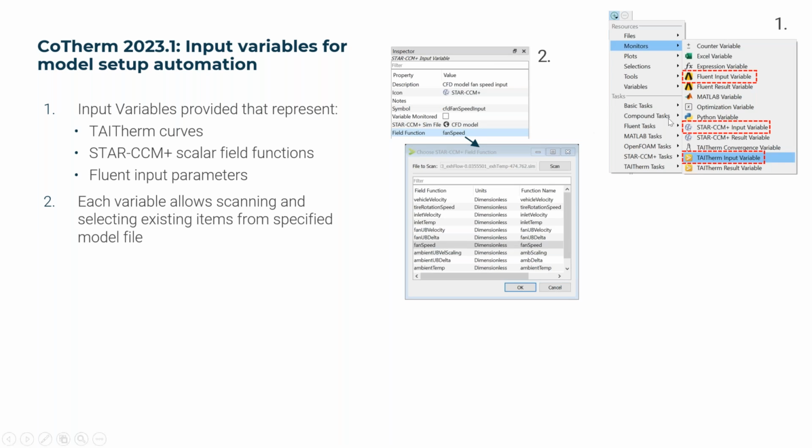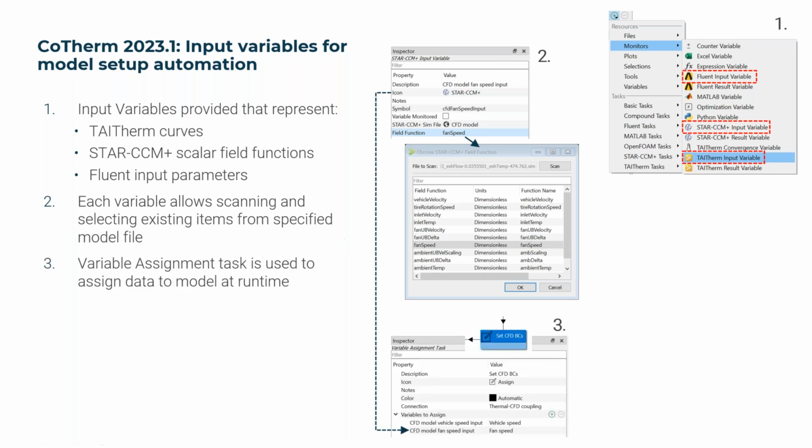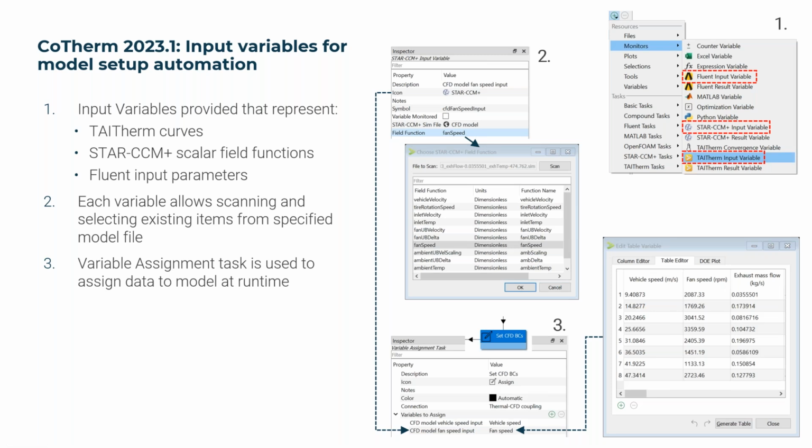With all 3 of those, once you link it to a model, you can scan that model to see which of those abstractions is available and choose the one that you want to assign from the GUI. And then once that's set up, you can use this in one of those variable assignment tasks. So in this case, variable assignment is going to push data out into one of those field functions or curves to update its definition. And that's useful if you want to loop over a table of values, or like we're going to in this example, change a value over time, and you want CoTherm to manage that boundary condition. Makes it very easy to do.